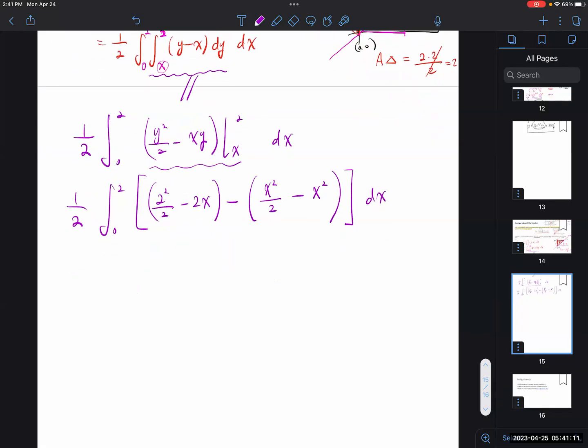Almost done. I'm going to do all the distributive property. So this is going to be 4, right? So 4 divided by 2 is actually 2, my bad. 2 minus 2x minus x to the second over 2 plus x to the second.